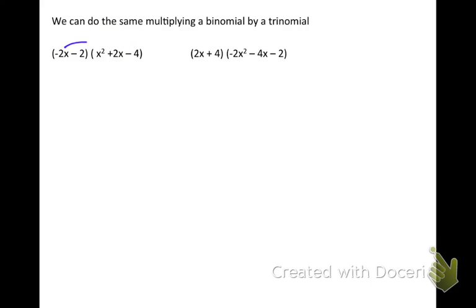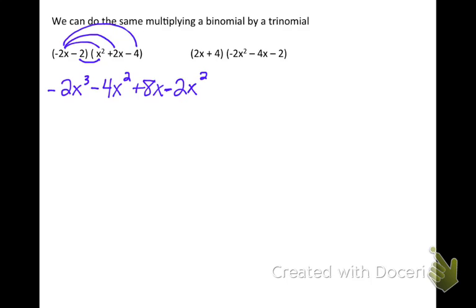So when I do this, negative 2x times x squared gives me negative 2x to the third power. I'm going to move this down, actually. So negative 2x to the third power. Negative 2x times positive 2x gives me negative 4x squared. Negative 2x times negative 4 gives me positive 8x. Then move on. Negative 2 times x squared gives me negative 2x squared. Negative 2 times positive 2x gives me negative 4x. And then negative 2 times negative 4 gives me positive 8.